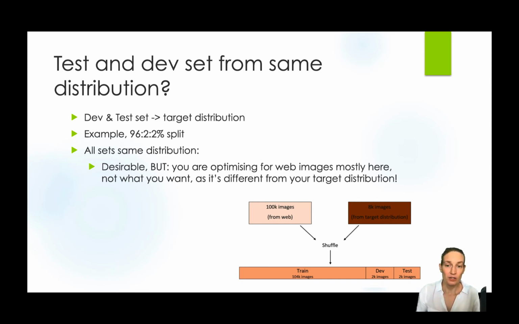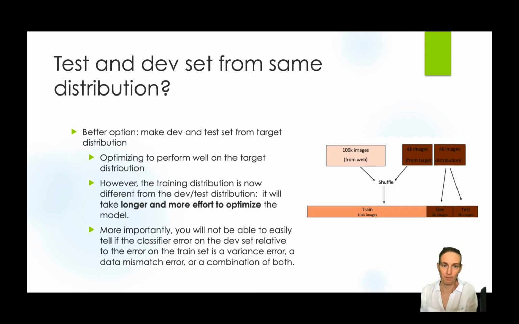Okay. So what you could do is shuffle them so that your training, dev, and test set, which is a 96-2-2% split here, all have the same distribution. It's good that they have the same distribution, but it's not optimal because you want your model to be optimizing for the target distribution. So it's not ideal here. Well, is this a better option? Let's make the dev and the test set come from the target distribution, but train on a mix of both.